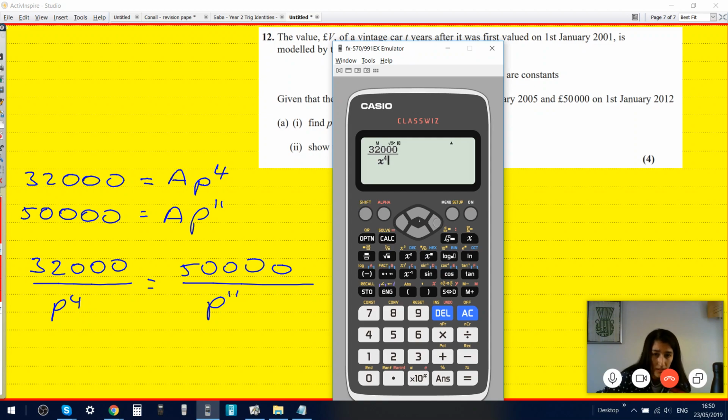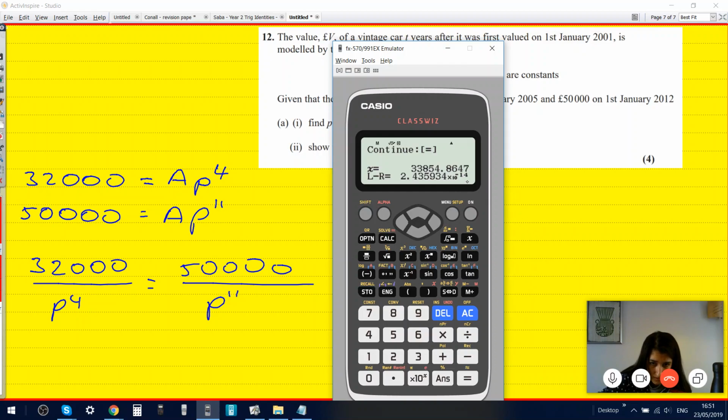Yeah. So then for A, you just put P back into one of the equations, don't you? No. I made them both equal to A. So A is equal to 32,000 over P to the 4. A is equal to 50,000 over P to the 11. And then use the calculator to solve it. Shift, solve, cross my fingers.